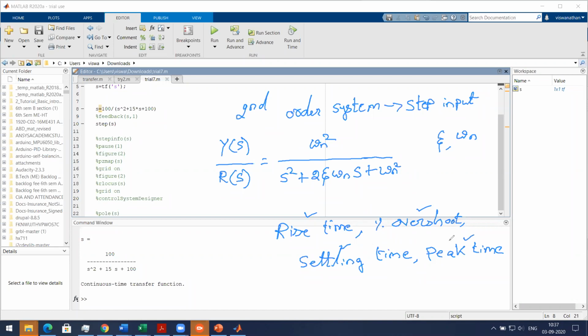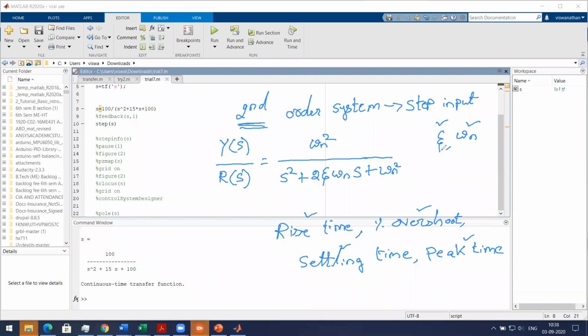Now, instead of defining all these in terms of rise time, percentage overshoot, settling time, and peak time, we'll just define them in terms of the damping ratio and the natural frequency of the system. Why second order system? Because most systems are second order, and zeta and omega n play a major role. Whatever we are discussing today is applicable only to a second order system, not a first order system.